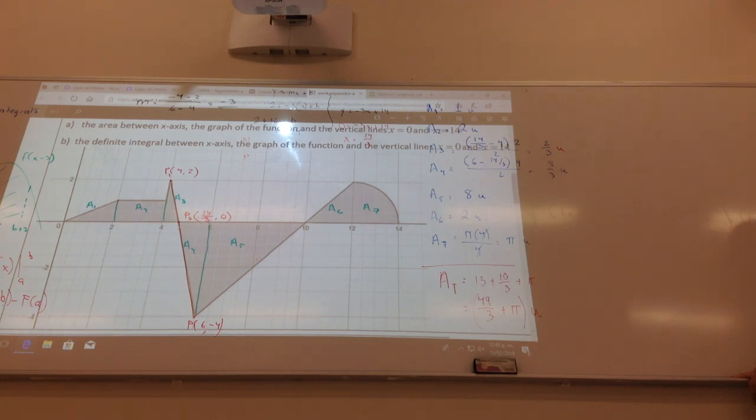Units, do you need to go with the square? Actually, no.